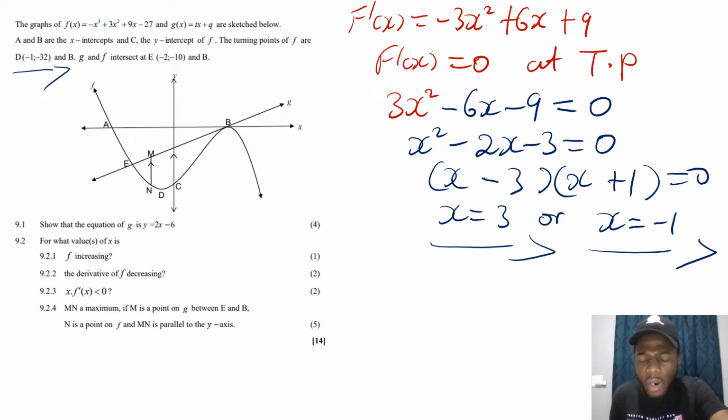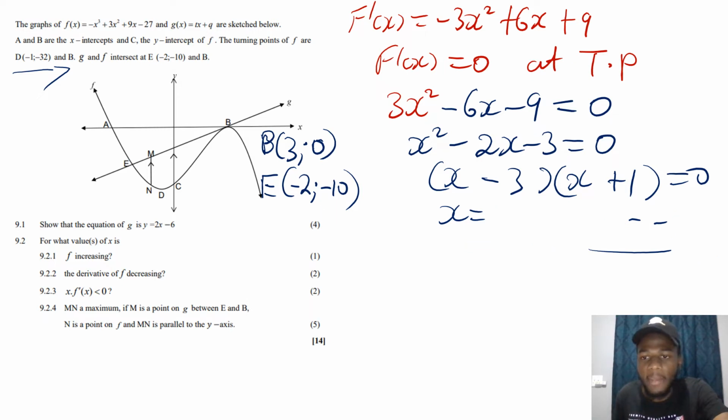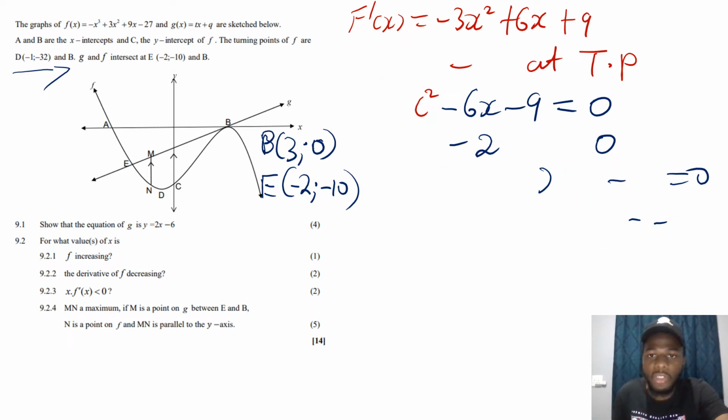So the value of y at the x-intercept is equal to 0. Or you can simply take this 3 and substitute it into the original function of f of x. So point B is (3, 0), because it is also the x-intercept, and we know y is equal to 0 at the x-intercept, I mean. Then we also have point E, which is (-2, -10). So all right, now we are able to find our equation for the straight line.